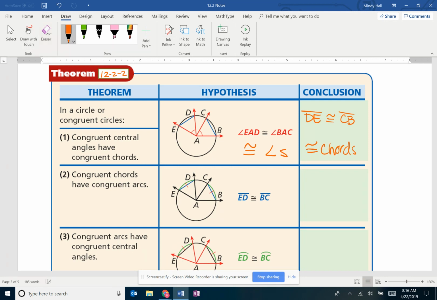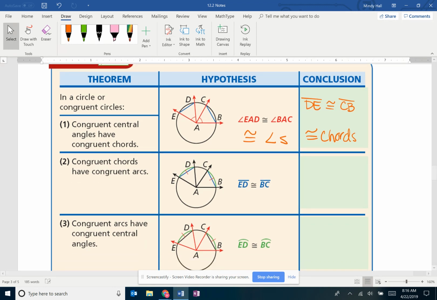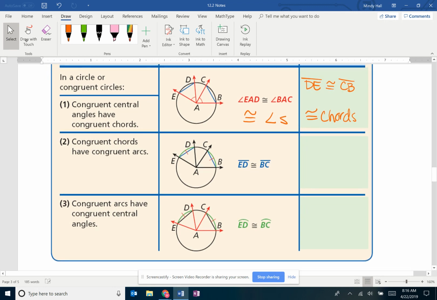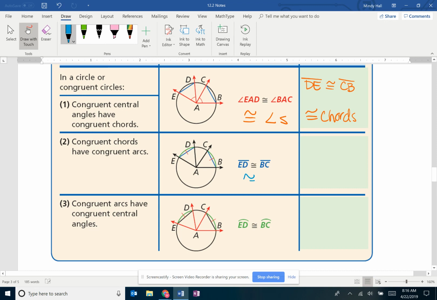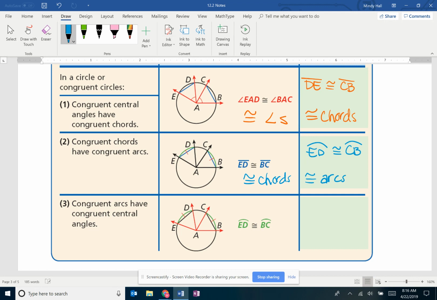And I'm just writing the shorthand, congruent angles, congruent chords, because it'll come in handy if you're just trying to look real quick at what the rules say. So the next one, congruent chords have congruent arcs. They tell us ED is congruent to BC. So I have congruent chords. And with these congruent chords, I know that arc ED is congruent to arc CB. So again, congruent chords make congruent arcs.